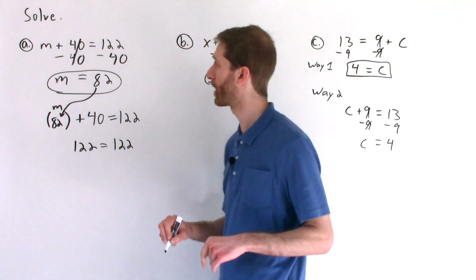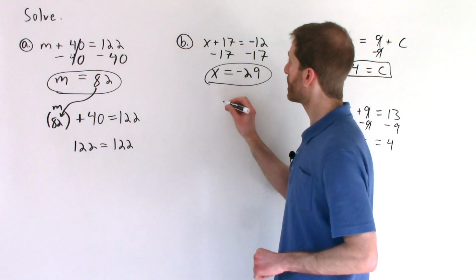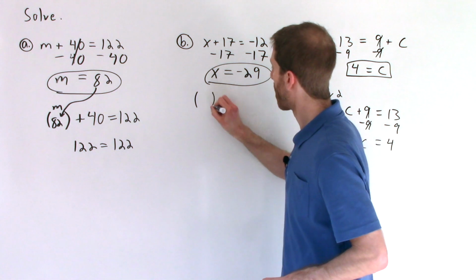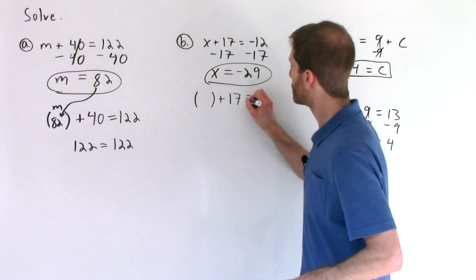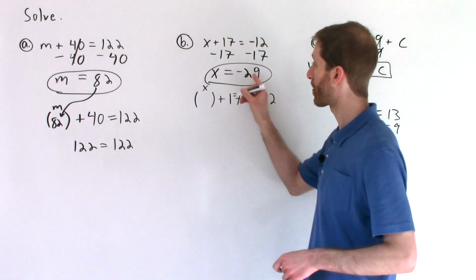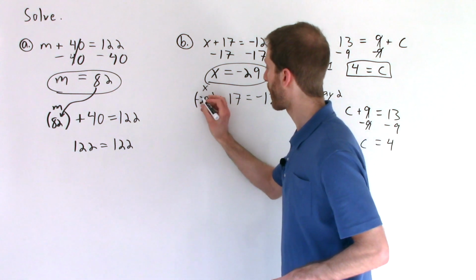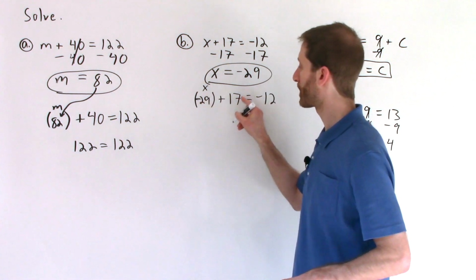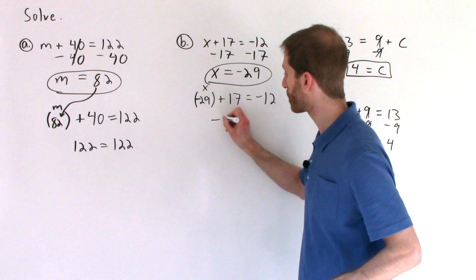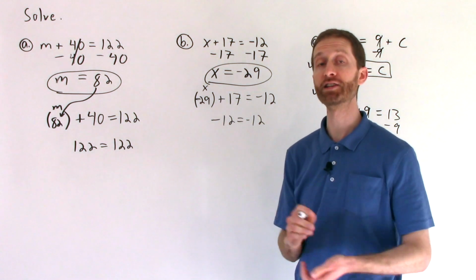I'll check over one more answer. We'll do it in B. You would do the same kind of check in C. So with B, we had x plus 17 is equal to negative 12. And the x, again, is going to be replaced by our solution, our answer of negative 29. Negative 29, which we're putting right there, plus 17 is indeed equal to negative 12. So we know that the number that we found is indeed correct.